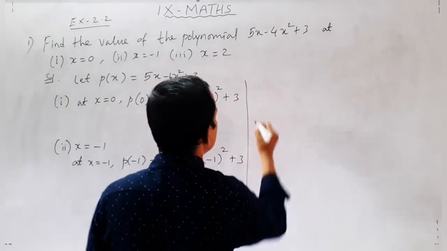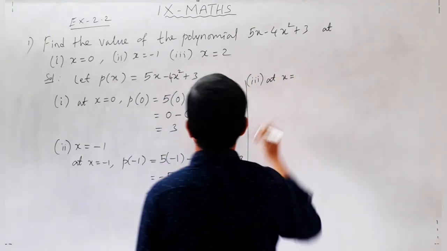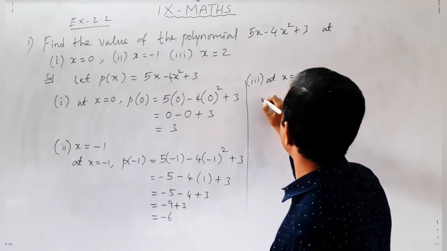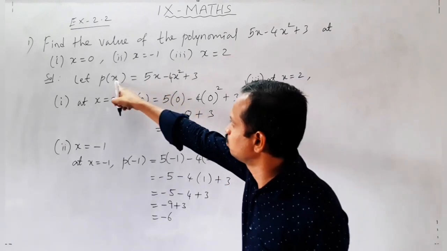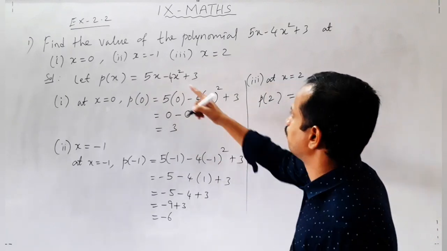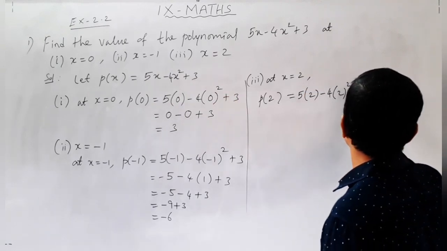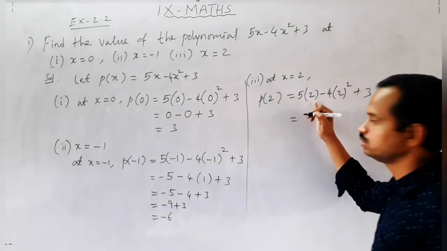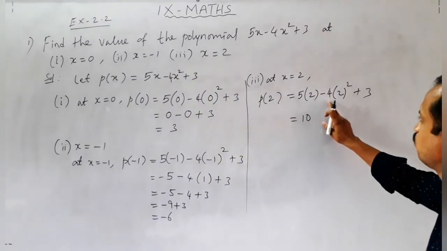So like that we can easily find the value of the polynomial for the option. It's a very easy one. So option 3, at x equal to 2, what is the value? P of 2 equal to, here x equal to 2, here also x is 2. So 5 into 2 minus 4 into 2 square and then plus 3. Can you understand? Now 5 into 2 is 10. The calculation is very important. Minus 4 into 2 square.